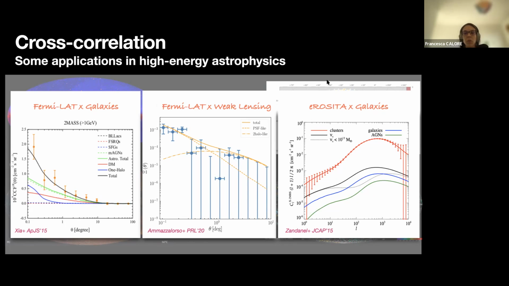But you can also use cross-correlation to try to get a hint on other types of dark matter candidates. For example, this is a projection for the cross-correlation of eROSITA with galaxy catalogs, and besides having again the contribution from astrophysical sources like galaxies and active galactic nuclei, you might also have some contribution from sterile neutrinos, and you can use this cross-correlation technique to get constraints or even a detection of this type of dark matter in the universe.